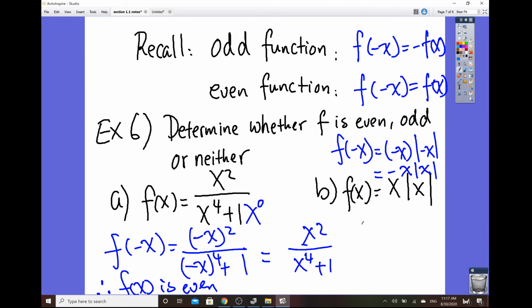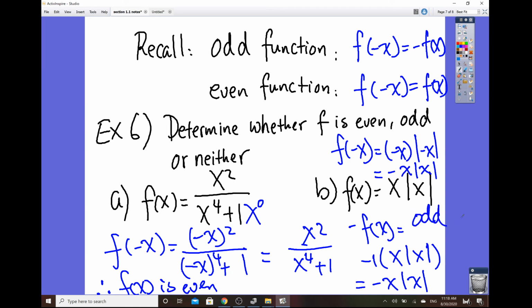And then for negative f of x, we want to take out the negative sign. So putting the negative outside the whole function, we do have negative 1 times x times absolute value of x. So this one distributes, so eventually it's going to be negative x absolute value of x. So as you can see, f of negative x is the same as negative f of x. So you can say that it's an odd function here.